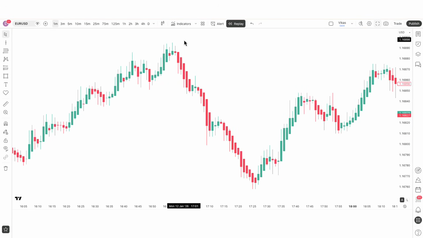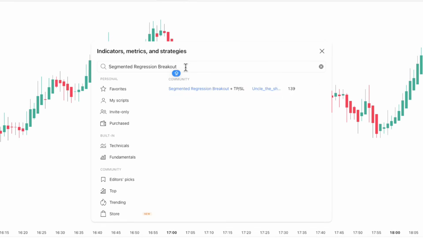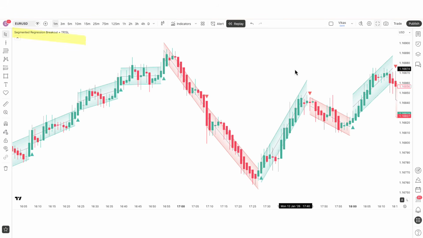And don't sweat the time frame either. Next, you'll want to find those magic indicators. Head over to the Indicators tab and search for the segmented regression breakout. Select the indicator made by Uncle the Shah and add it to the chart.